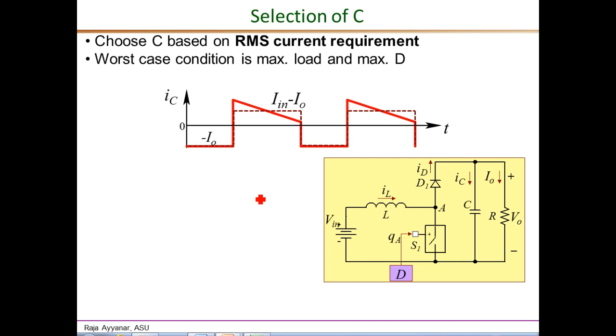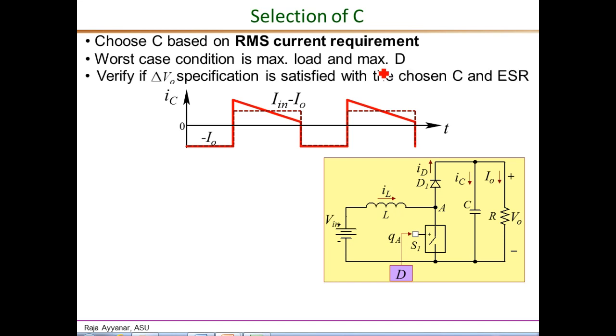In this slide, we will summarize all the parameters needed for the correct choice of output capacitor. So we already established that the C selection is going to be based on the RMS current requirement and the values that need to be substituted in the expression that we derived in the previous slide, or the maximum load current and the maximum value of the duty ratio.